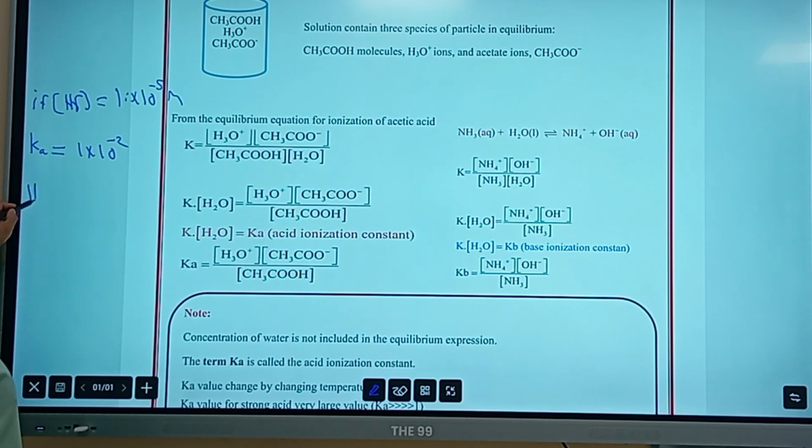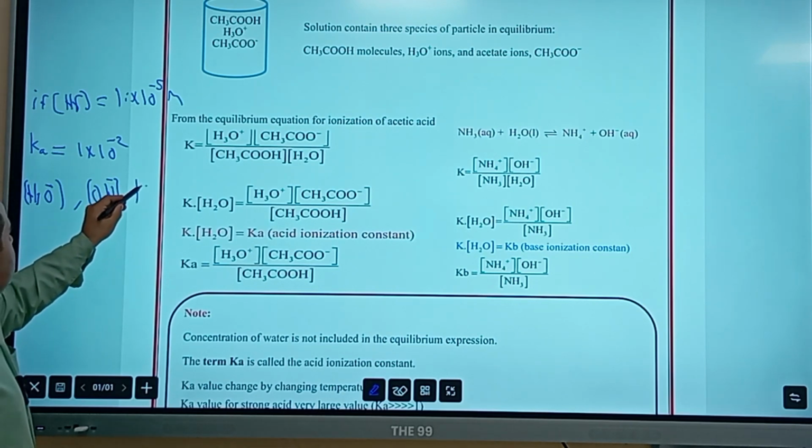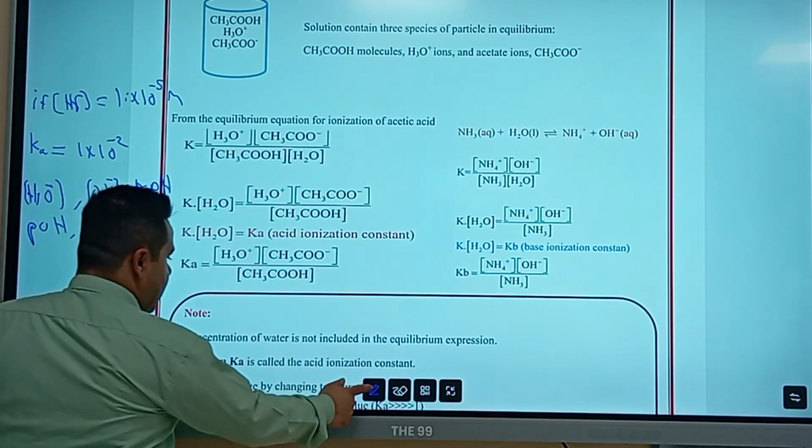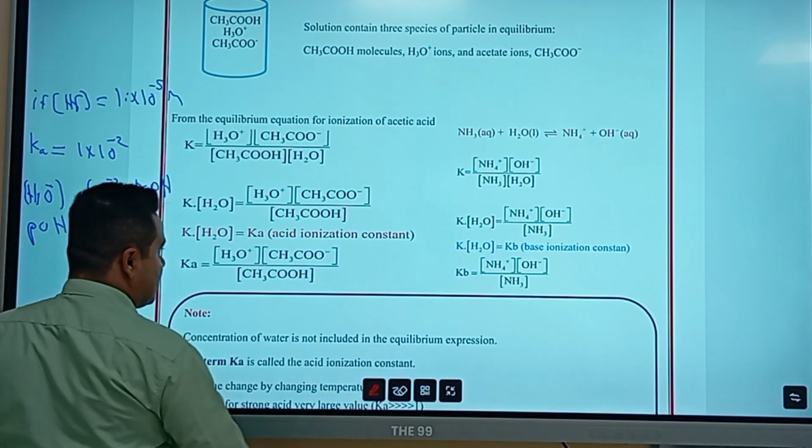Calculate the hydronium, hydroxide, pH and pOH. When Ka is given with the concentration of the weak acid, how do we calculate hydronium, hydroxide, pH and pOH, guys?